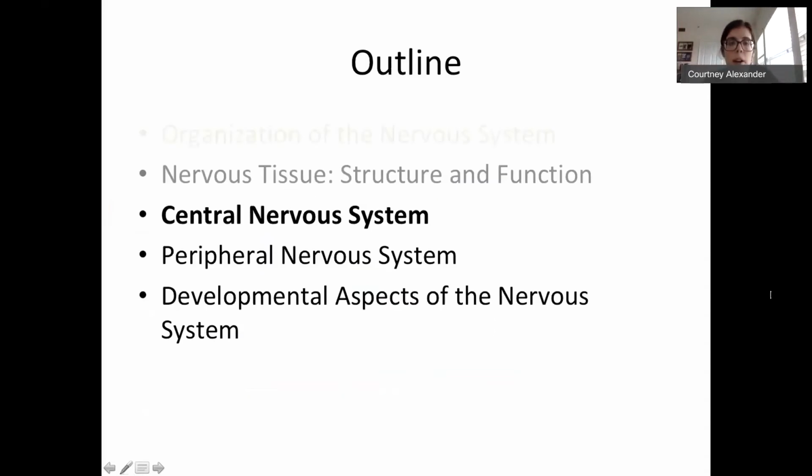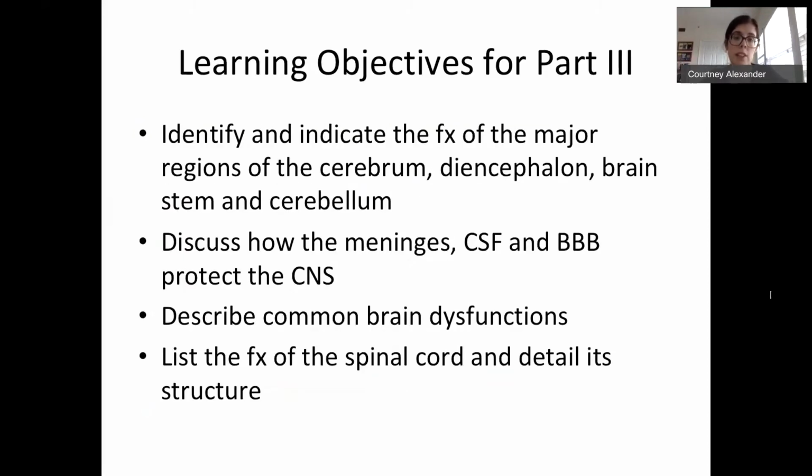Now that we've talked about how our nervous system is organized and how our neurons fire and what reflexes are, let's zoom out a little bit and look at our central nervous system. Our goals are to identify and indicate the functions of the major regions of our cerebrum, diencephalon, brainstem, and cerebellum, to discuss how we protect our central nervous system, describe some common brain dysfunctions, and then talk about the spinal cord and its functions and structure.